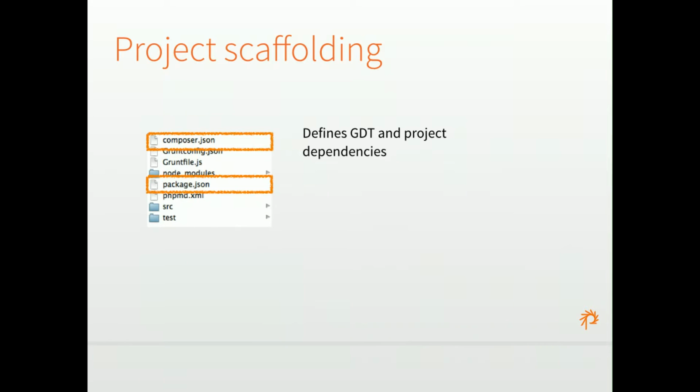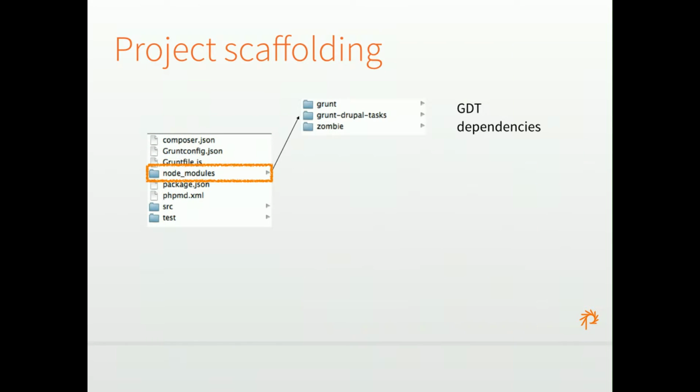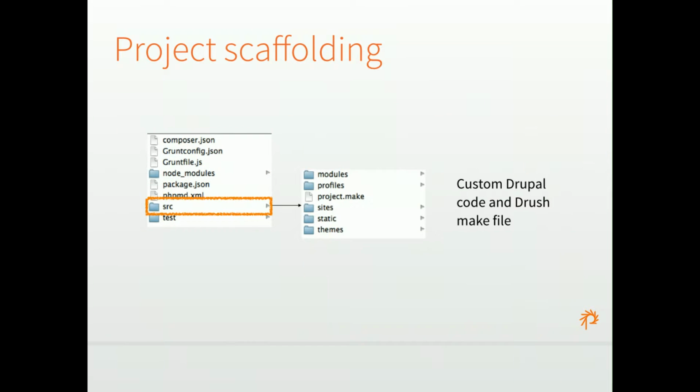There are a couple of things that have to do with the project dependencies. So I talked about Grunt Drupal Tasks helping you install things like Behat and Compass, and those are partially defined by these files. We have a node_modules folder, which is just typical Node.js. This is where it puts its plugins and libraries.